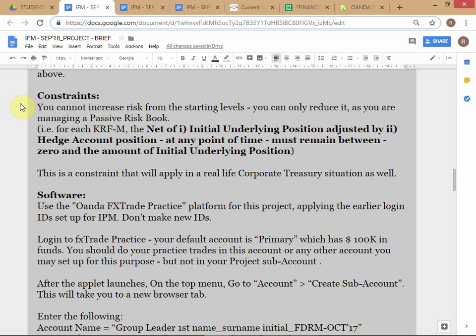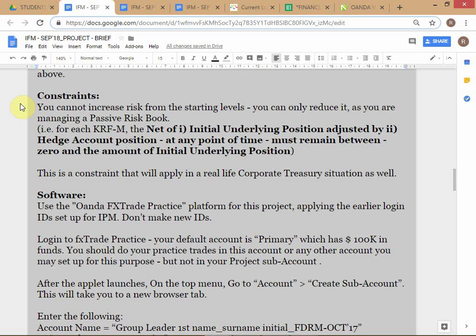Okay? So what we are saying is that in hedging, the net of the two, the initial underlying position is 1 million barrels, and minus 1,000 is what you have sold on the hedge account. So 1 million minus 1,000. What we are saying is that the initial underlying position adjusted for the hedge account position, the net of the two, has to remain between 0 and the initial underlying position, which is 1 million barrels. Clear?